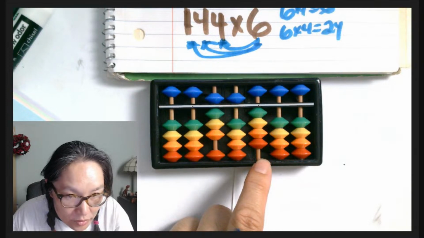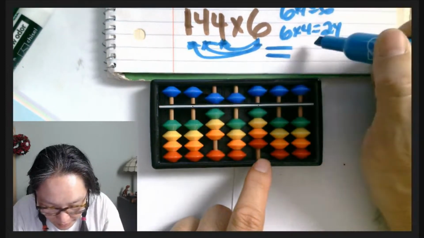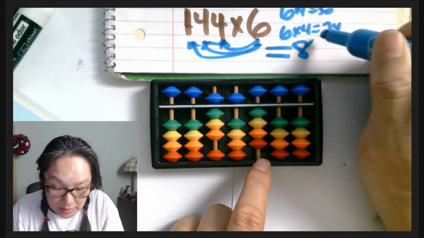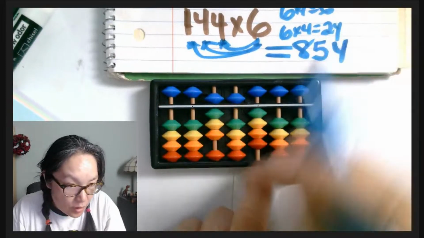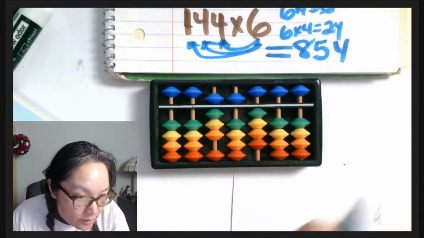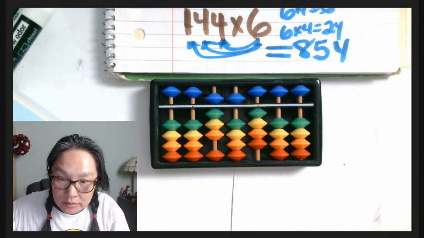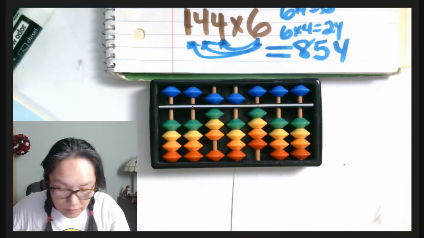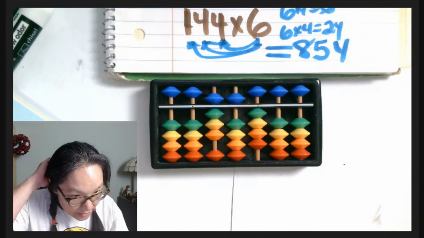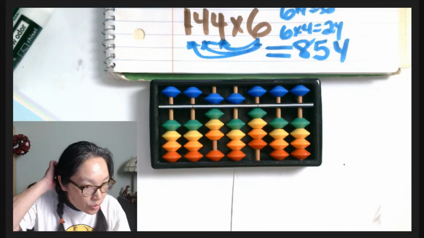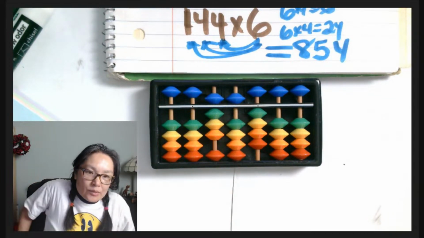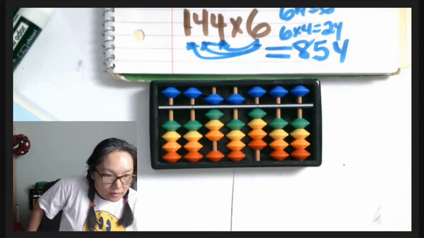So what's my final answer? My final answer is 854. That's my final answer. We can do another one. But see how we had to do adding and subtracting before we can go into multiplication.